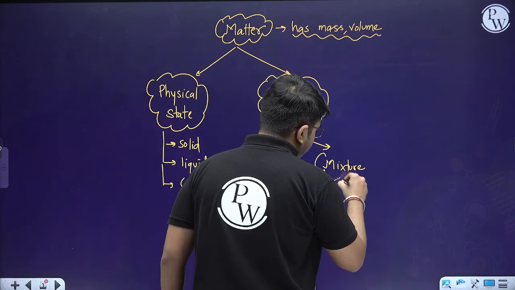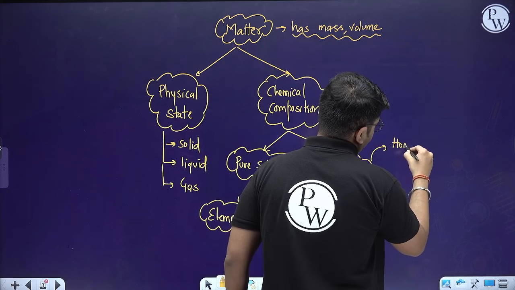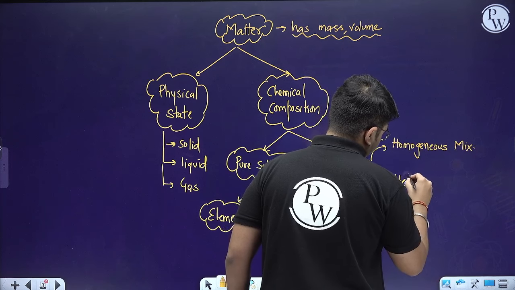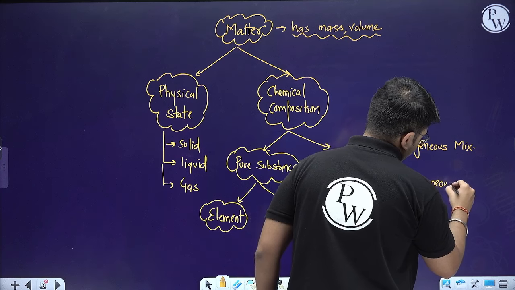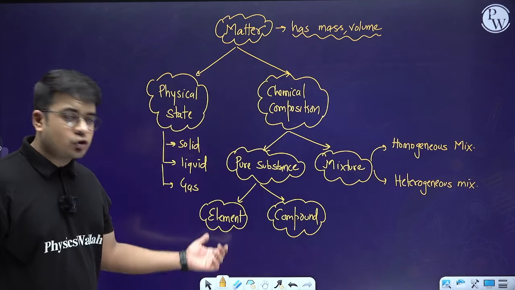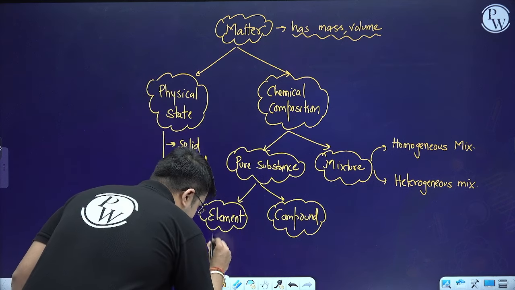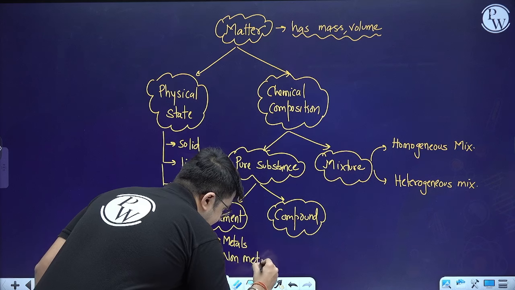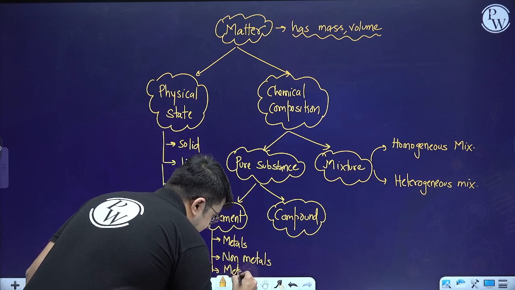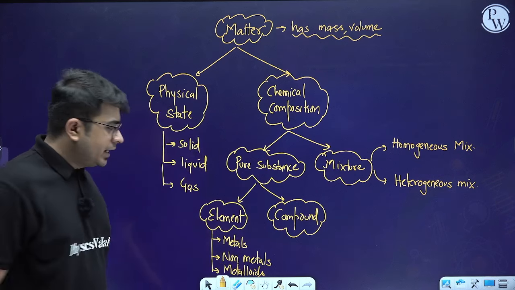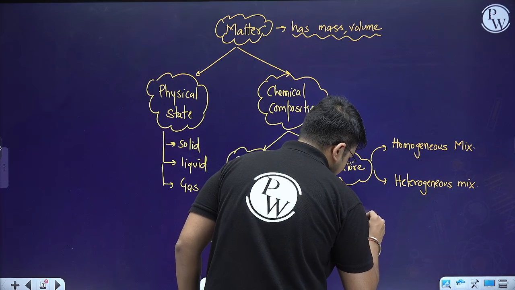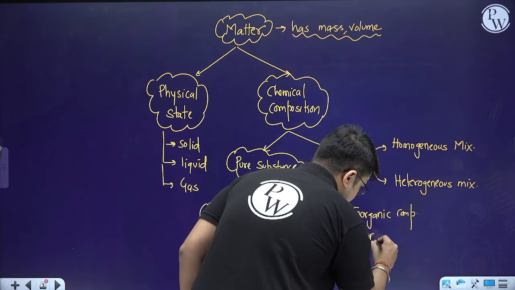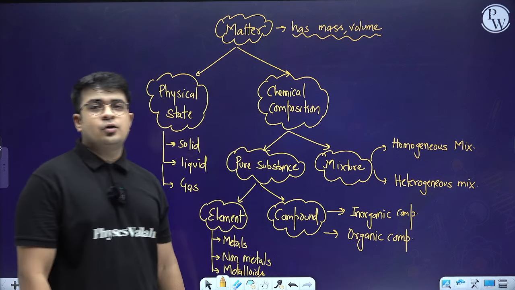Okay. If I talk about mixtures, I can simply say in this case we have first part, which is homogeneous mixture, and next part is heterogeneous mixture. Okay. In the same way, if I talk about elements, I can further classify elements into three categories. We have metals, we have non-metals, and we have metalloids. Okay, the basic idea. In the same way, if I talk about compounds, I can say first one we have inorganic compounds, and the next part we have organic compounds.